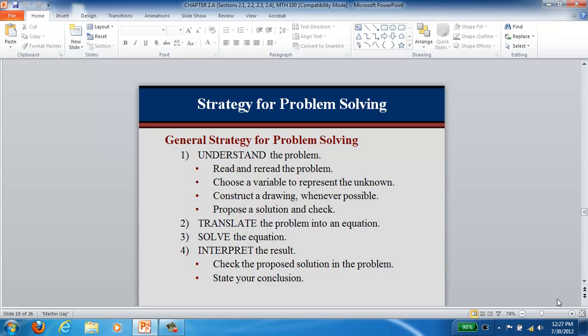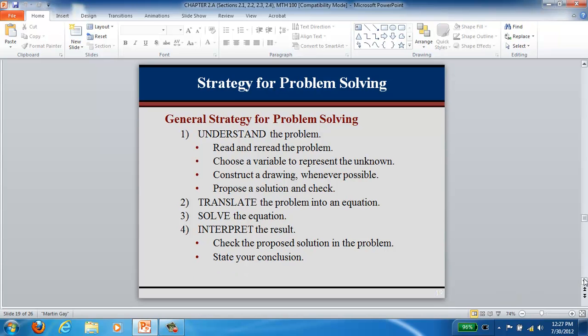Second step, translate the problem into an equation. Third step, solve the equation. Fourth step, interpret the result. Check the proposed solution in the problem to see if it makes sense, and state your conclusion.